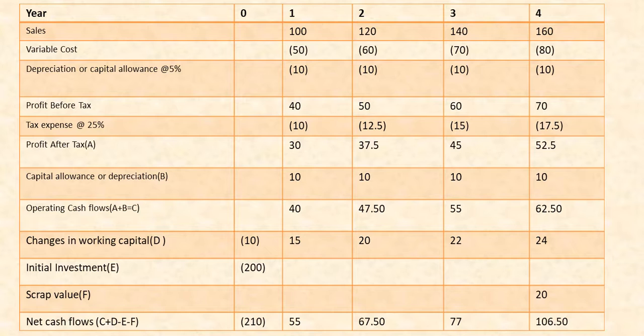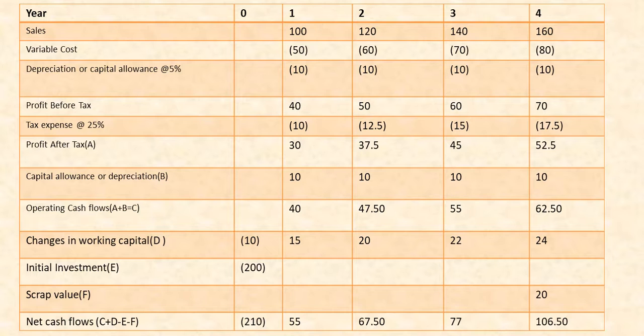After deduction of taxes comes profit after tax. Profit after tax will be calculated by deducting: 40 minus 10, 50 minus 12.5, 60 minus 15, 70 minus 17.5, and you get your profit after tax for all the years, year 1 to year 4.